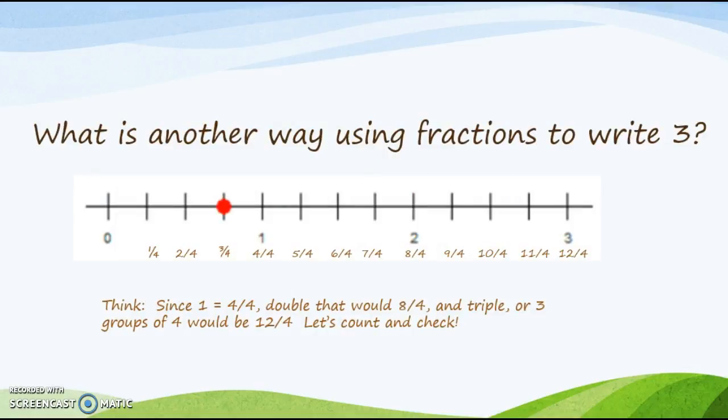What is another way using fractions to write 3? And again, we're only talking about this number line. Okay, this is how I want you to think of it. Since 1 equals 4/4, 2, you would double that. And that would be 8/4 because 2 is double 1. So what's double of 4/4? 8/4. Now we're going to triple 4/4, and I believe it would be 12/4. But let's count and check. 1/4, 2/4, 3/4, 4/4. That's what we've done. 5, 6, 7, 8/4. 9, 10, 11, 12/4. And that is the only answer you can have, 12/4. Again, using this number line alone.